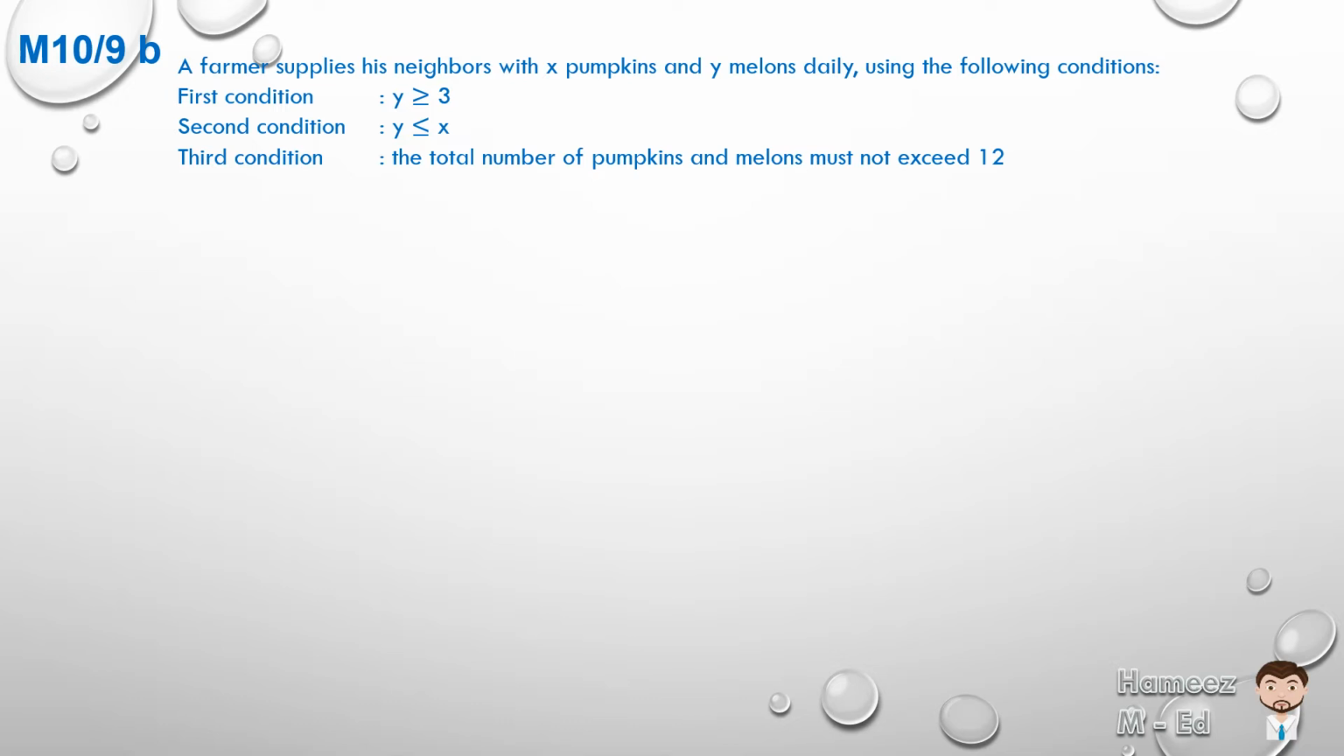So this is a linear programming question. Part 1, write an inequality to represent the third condition. If we look at the third condition, the total number of pumpkins and melons, so the number of pumpkins is X plus the number of melons is Y, for the most is equal to 12, or it must be less than that. So X plus Y is less than or equal to 12.